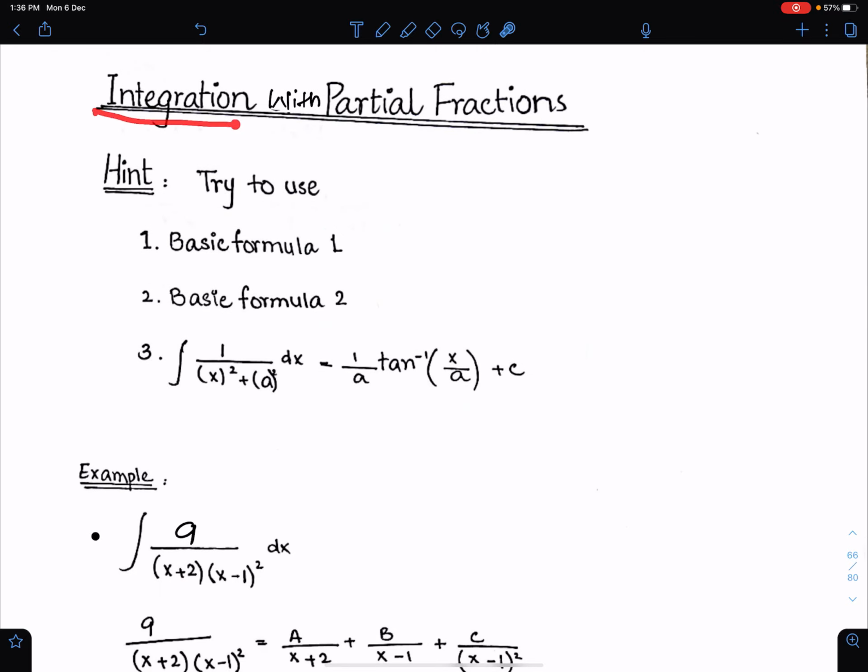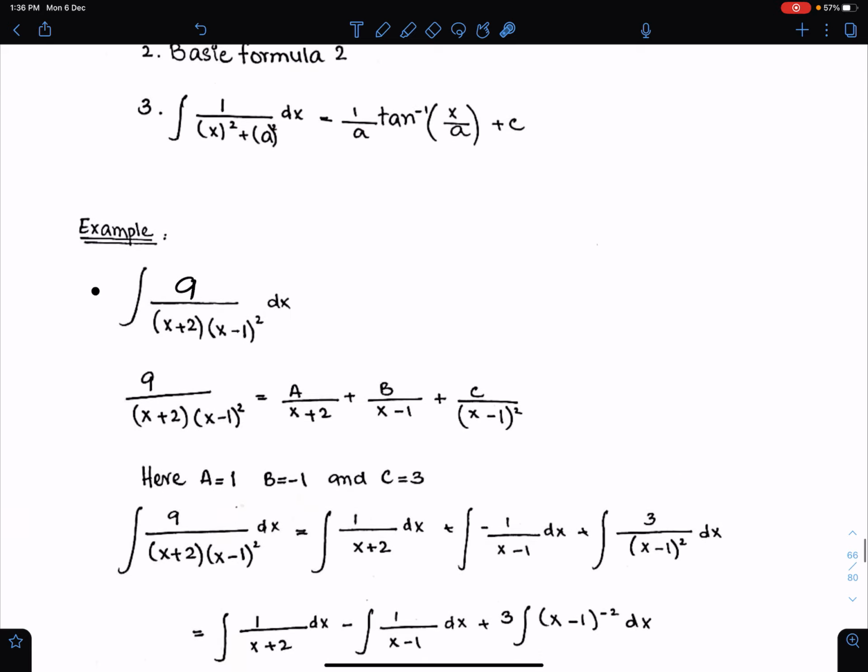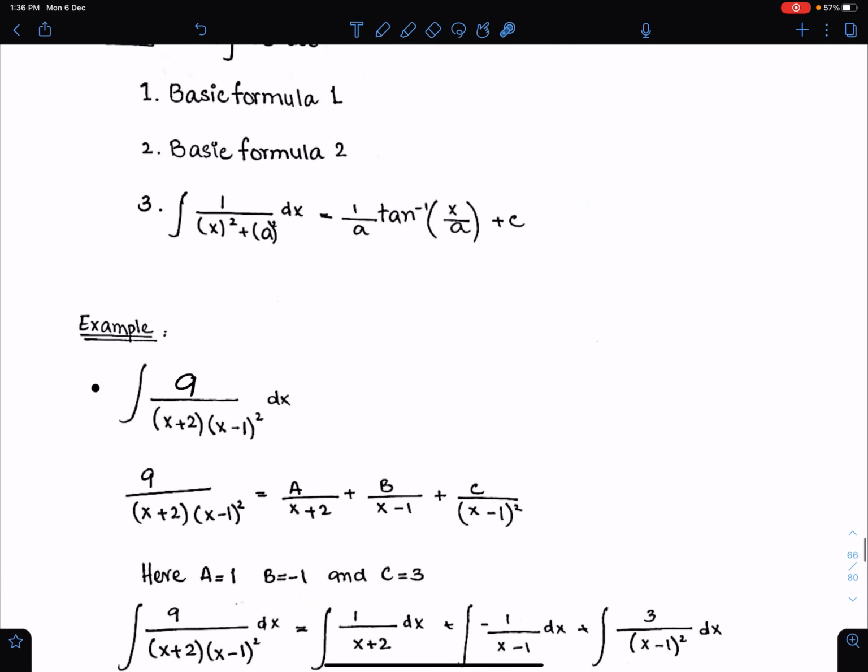While using integration with partial fractions, try to use basic formula 1, basic formula 2 and this tan inverse formula for these types of fractions. This is example number 1.